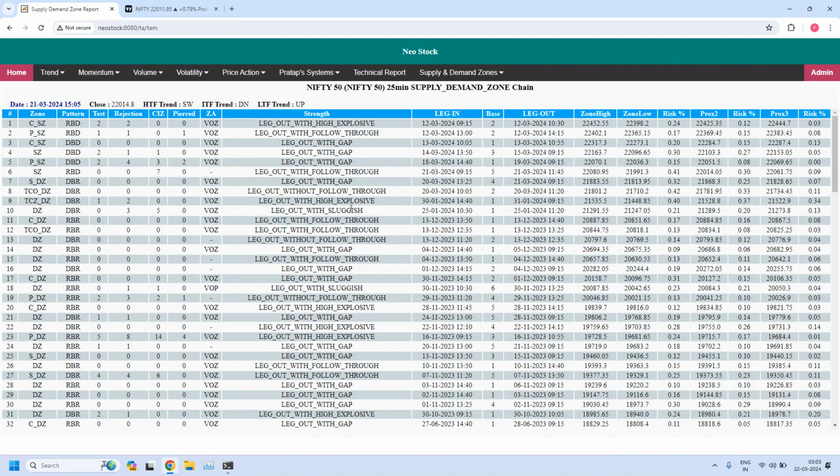Now the 25 minutes chain is created, and today two zones are created, 6th and 7th. 7th is a high liquidity zone, S underscore DZ. We've been waiting for high liquidity zones here. When it is created, today morning 9:15 candle is the leg out. So yesterday 13:25 they created the leg in candle. After that 4 base candles.